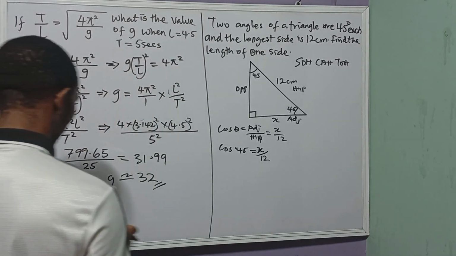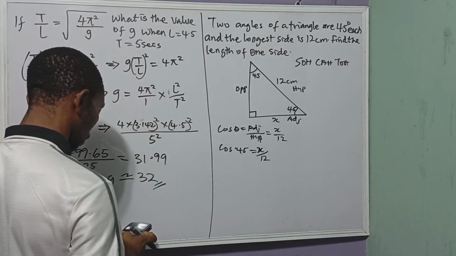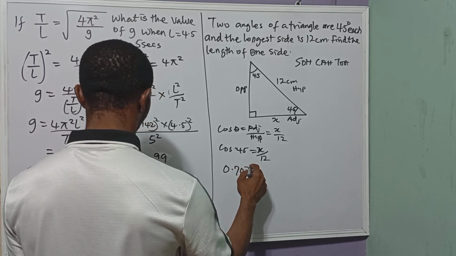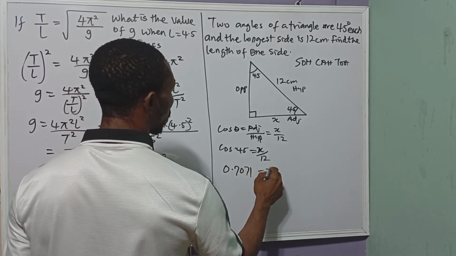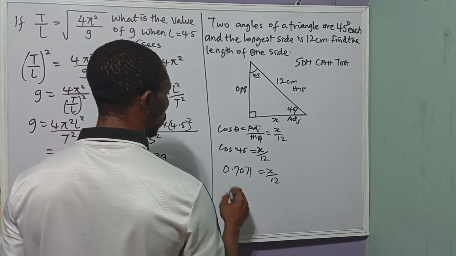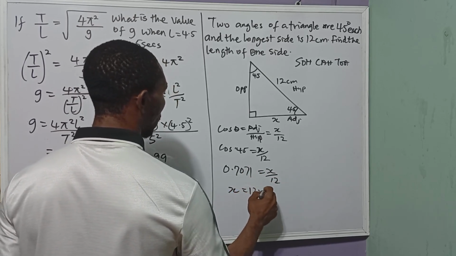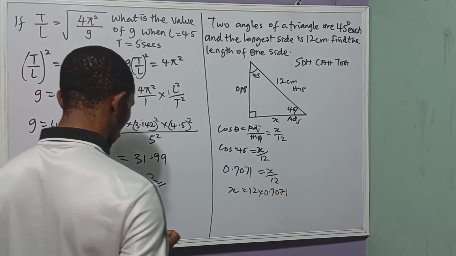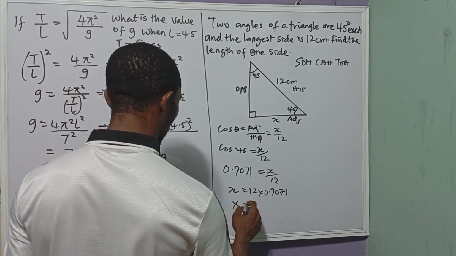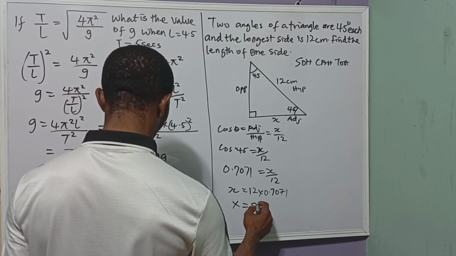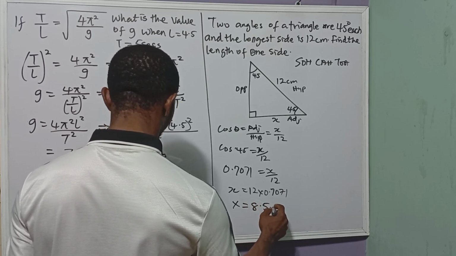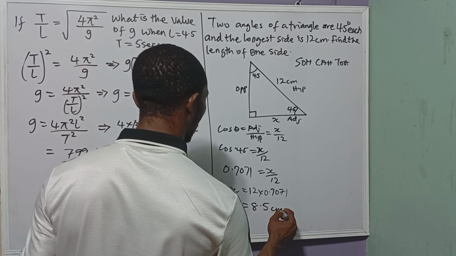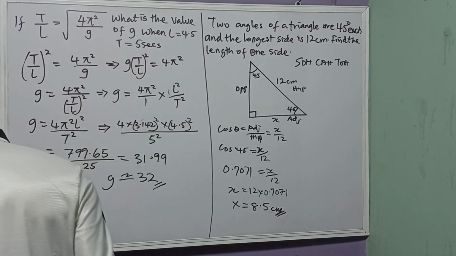Now, cos 45 would give us 0.7071 equals x over 12. So x equals 12 times 0.7071, which would give us x equals 8.5 centimeters. So 8.5 centimeters will be x.